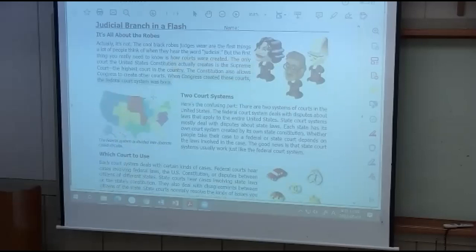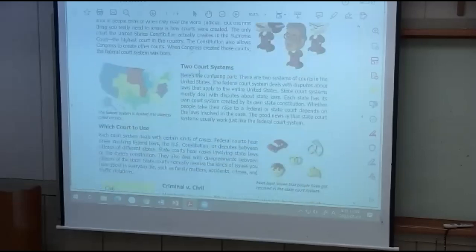So two court systems. Here's the confusing part. It says there are two systems of courts in the United States. The federal court system deals with disputes about laws that apply to the entire United States. State court systems mostly deal with disputes about state law. Each state has its own court system created by its own state constitution. Whether people take their case to a federal or state court depends on the laws involved in the case. The good news is that the state court systems usually work just like the federal court system.